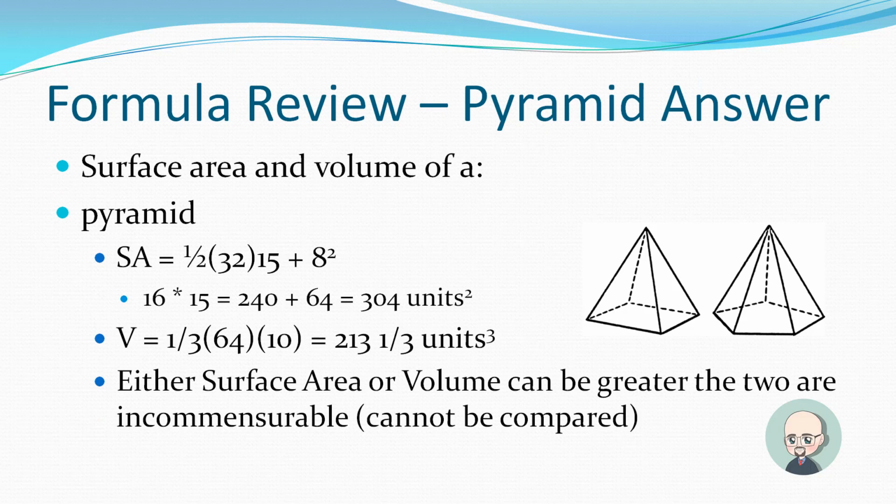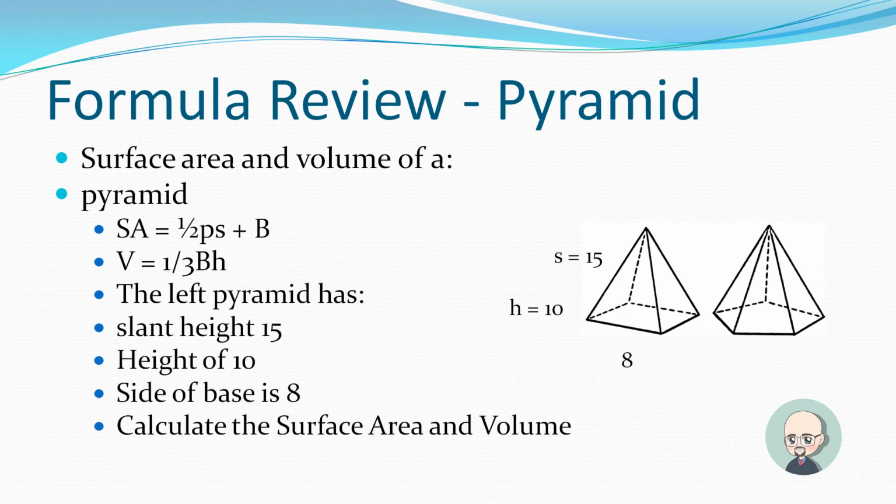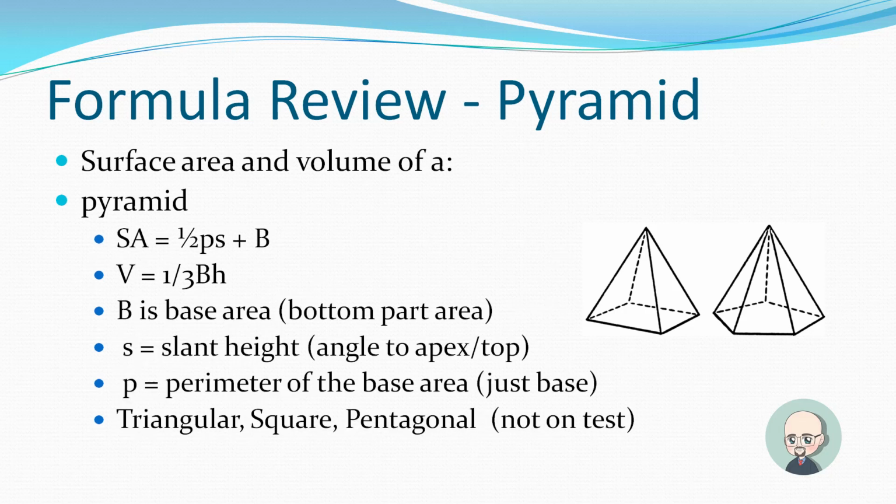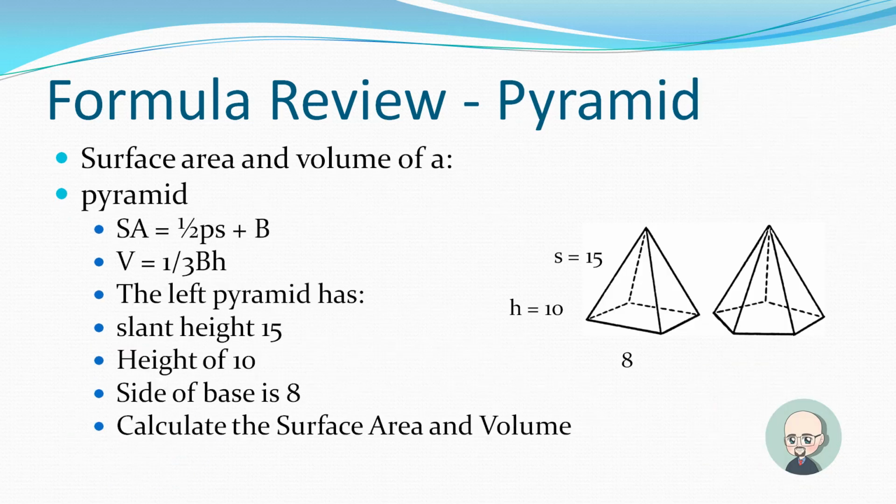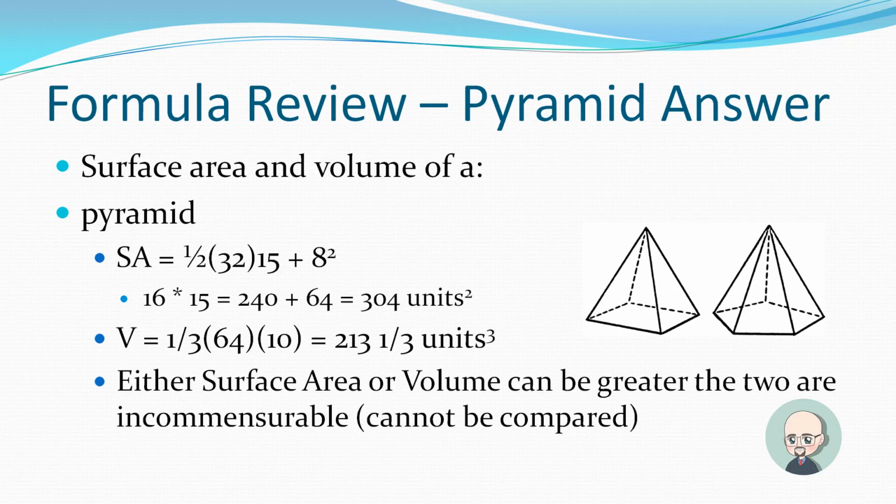Okay, we're back. So first the surface area. Surface area equals 1/2 times 32 times 15 plus 8 squared. Okay, so 16 times 15 equals 240 plus 64, 304 units squared. Remember for B, what B was? Okay, let's look at B. B is the base area, the bottom part area. And the bottom part was a square in shape, so it's 8 squared. That's where we come up with the 64.